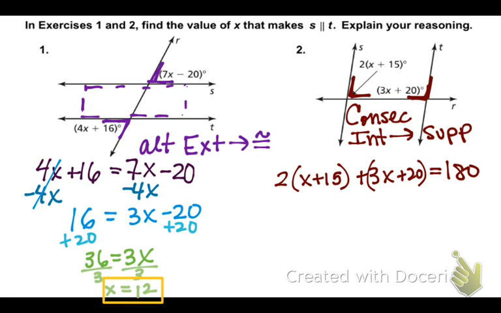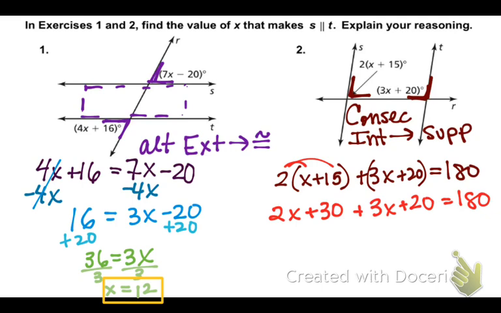All right, so we need to distribute first. So 2 times x is 2x. 2 times 15 is 30. I don't need to distribute anything here. So do I really need those parentheses? Because I'm adding them together, I really don't. I can get rid of them. So I have 2x plus 30 plus 3x plus 20 equals 180.